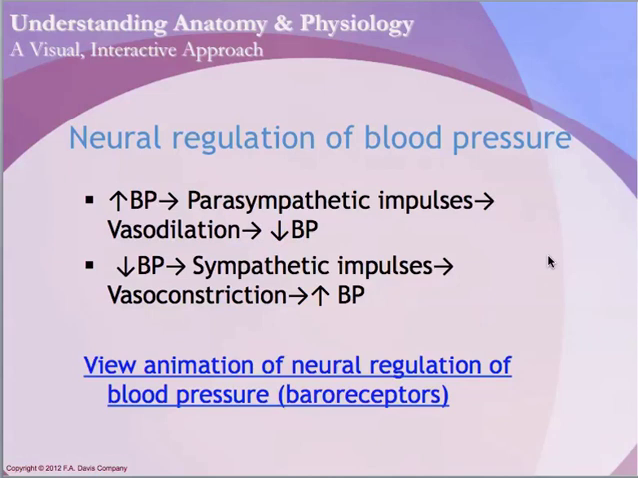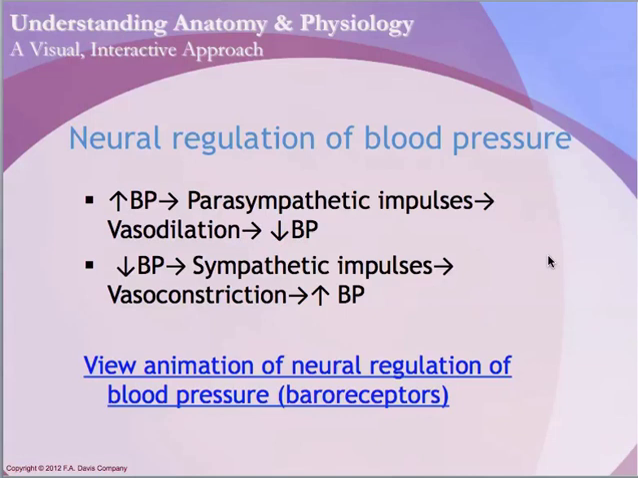So we get baroreceptors in the carotid sinus and aortic arch, which detect changes in blood pressure. This is what sends the stimuli to the cardiac control center and the vasomotor center in the medulla. If the pressure is too high, the medulla increases its output of parasympathetic impulses, our rest and digest system. This causes vasodilation, so those vessels dilate, heart rate and stroke volume decrease, and blood pressure drops.